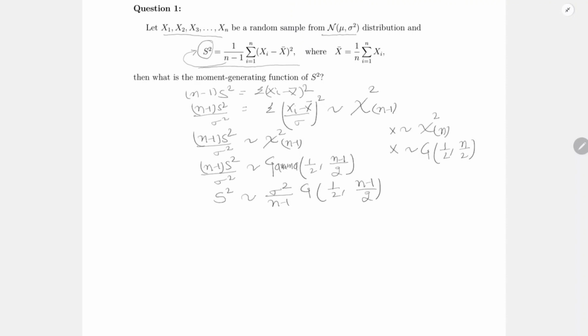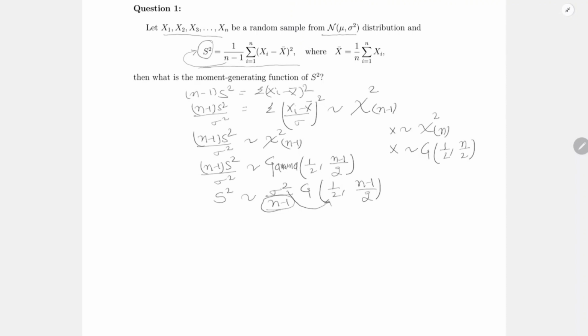Now you have to understand one important property here. If something is in the multiplication of gamma distribution, we can take that quantity in the division of the rate parameter. What is the rate parameter here? 1 by 2 is the rate parameter. And if something is in the division, we can take it in the multiplication of the rate parameter. So this sigma square will go in the division and this n minus 1 will go in the multiplication.